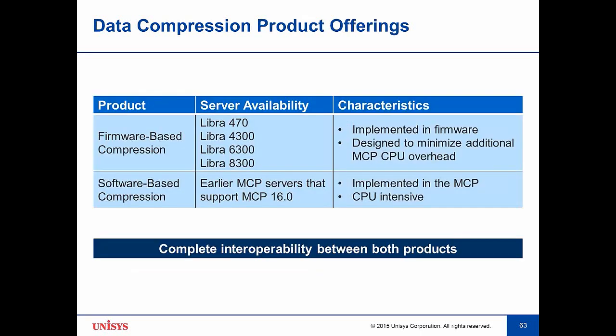Now we have two data compression products. We have a firmware-based product that's available on our new servers, where the compression algorithms are implemented in firmware. This is designed to minimize additional MCP CPU overhead. We also have a second version of the product where we've implemented the algorithms in the MCP itself. And this we call the software-based product. It's available on our older servers.